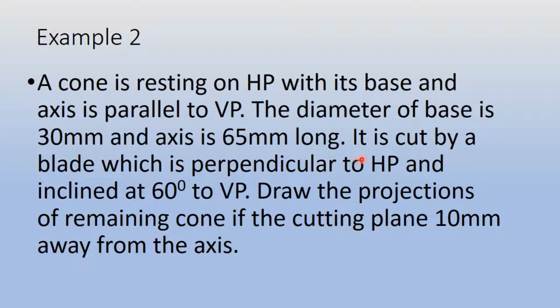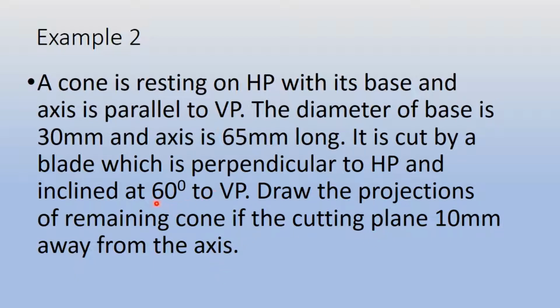Now here the question is, it is cut by a blade which is perpendicular to HP. So in the earlier problem, the cutting plane, that is the section plane, was parallel to HP. Here it is perpendicular to HP, and also it is mentioned that the section plane is inclined at 60 degree to VP. So from here to here the instructions are given about the section plane, and also its distance is given in the last line, that the cutting plane is 10 mm away from the axis.